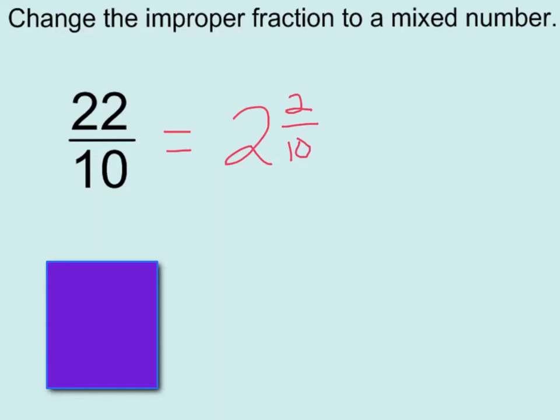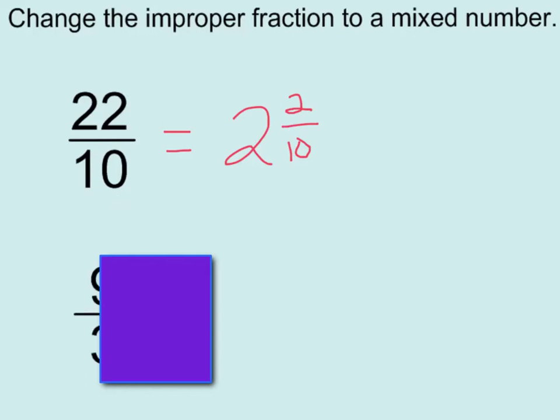And remember, you can check it by changing my mixed number back to an improper fraction. 10 times 2 is 20, plus 2 more is 22, and that would be 22 tenths. It matches. Let's try this next one.